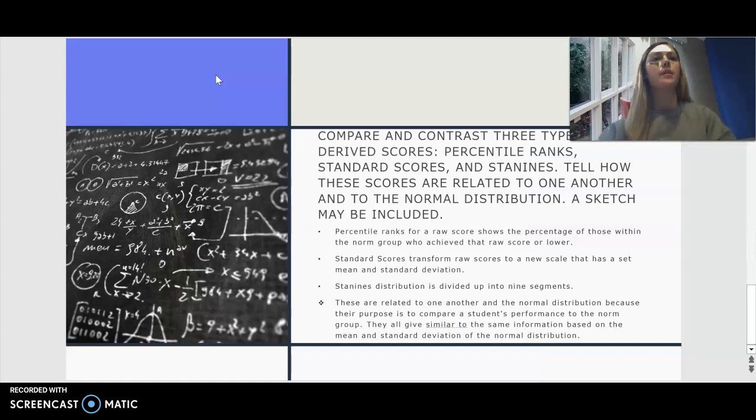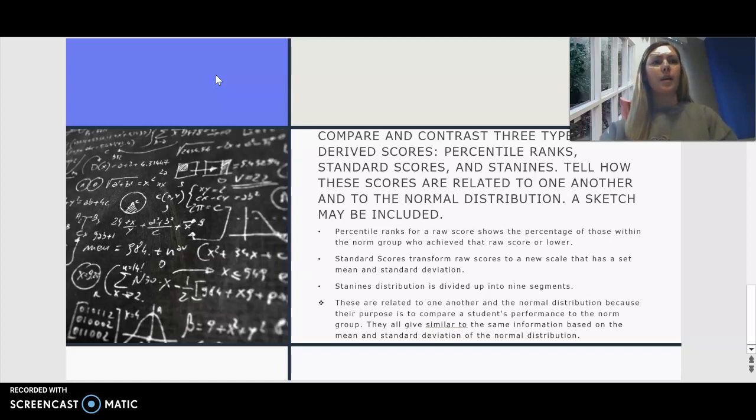And the last question was compare and contrast 3 types of derived scores: percentile ranks, standard scores, and stanines. Tell how these scores are related to one another and to the normal distribution, and then a sketch may be included.